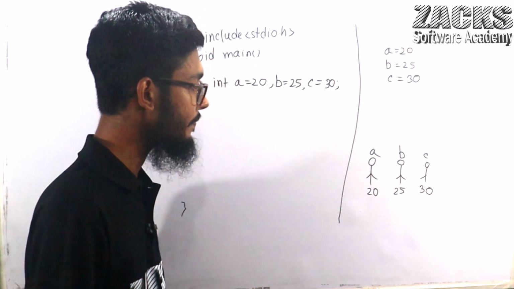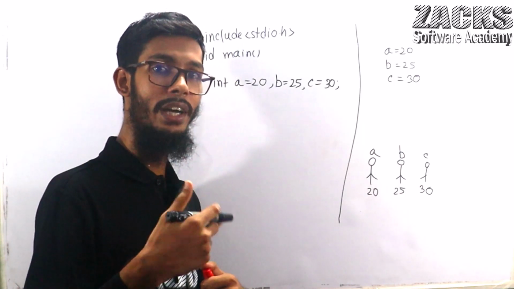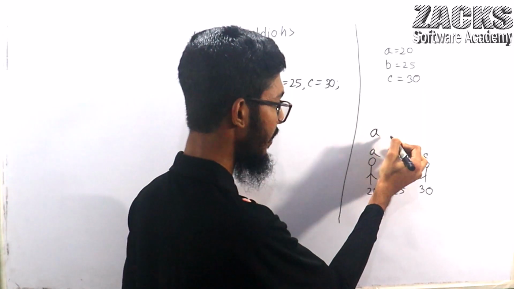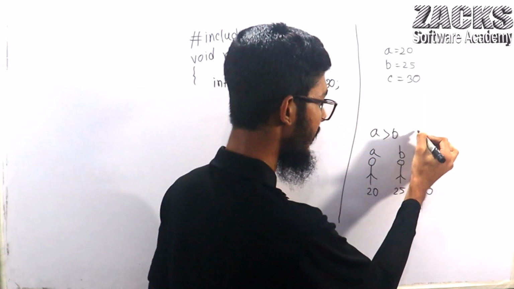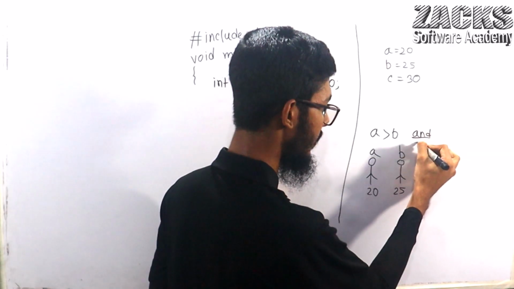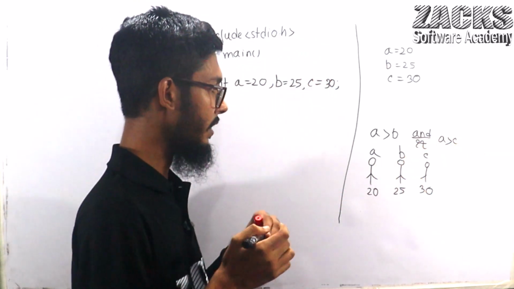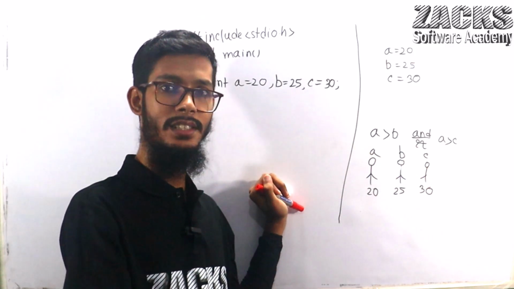So now tell me, manually, how do we find the largest number? Very simple. First of all, let me show you how we find it manually. We ask this way: hey A, are you older than B? And are you older than C? If you are older than B and C, then you are the oldest person. You are the largest value, right?